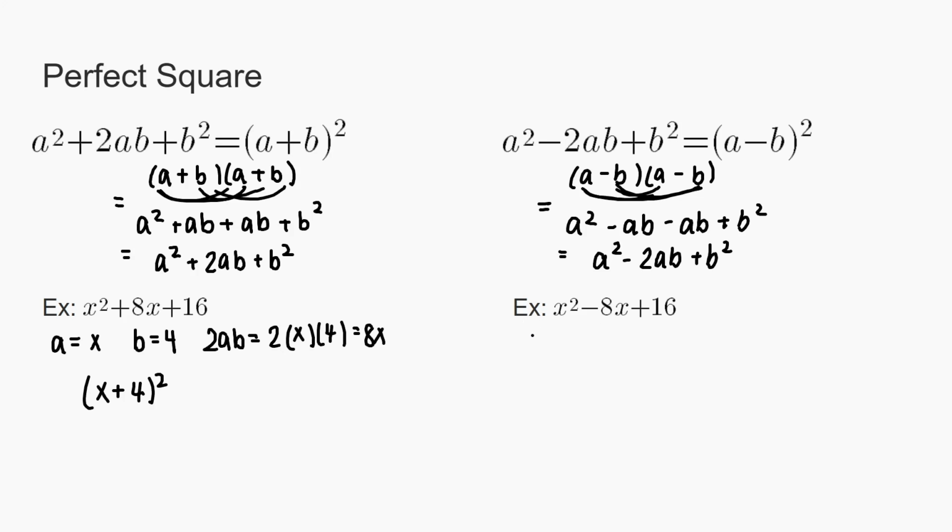And here we have very similar stuff. So a is x as before, b is 4, and here we have a negative. So the negative 2ab is equal to negative 2 times 4x, which is equal to negative 8x. So we know that this one is x minus 4 squared.